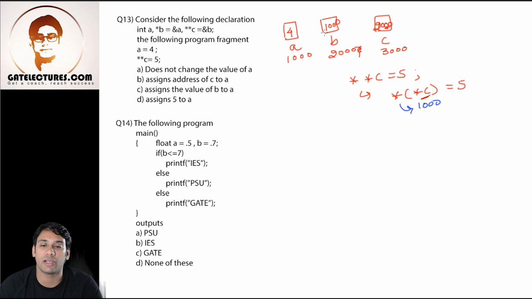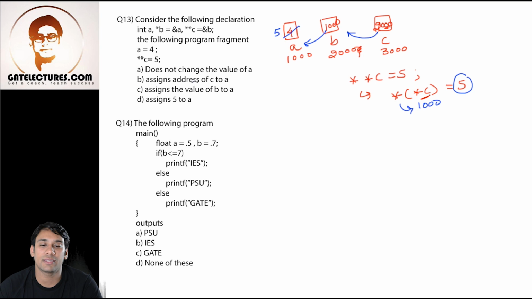That means I'm accessing the variable a. So this is accessing the variable b, and this is accessing the variable a, and in that location 1000 I'm storing the value 5. So now it updates the value of variable a to 5. The option A says it does not change the value of a. But it changed the value of a from 4 to 5.